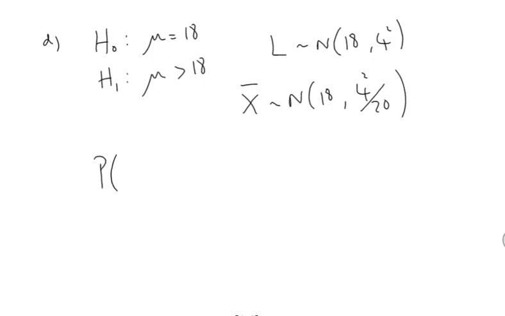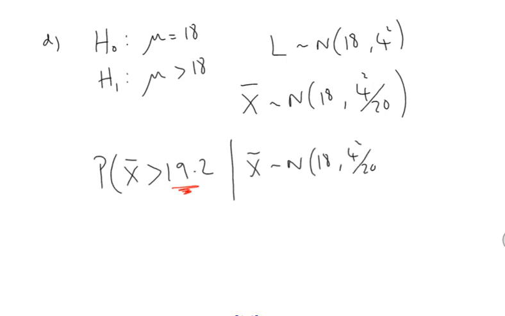So we want to know the probability that x bar was greater than 19.2. Remember, that's the test statistic, 19.2. That's what we actually found from the test. Given that x bar comes from the sample distribution, normal 18, 4 squared over 20. All right, so we must use the sample distribution now. And that's a calculator job. We just go to our calculator.